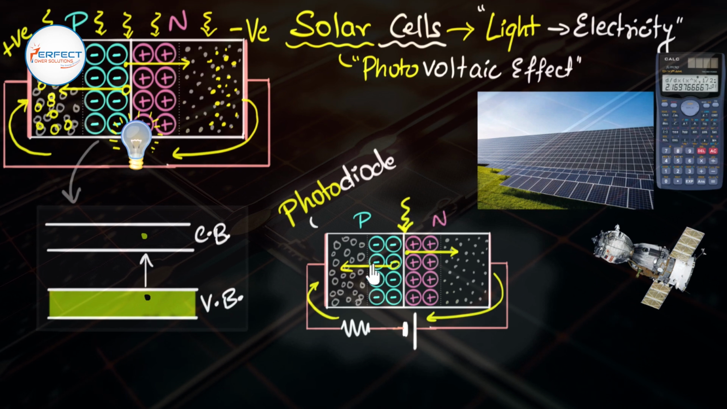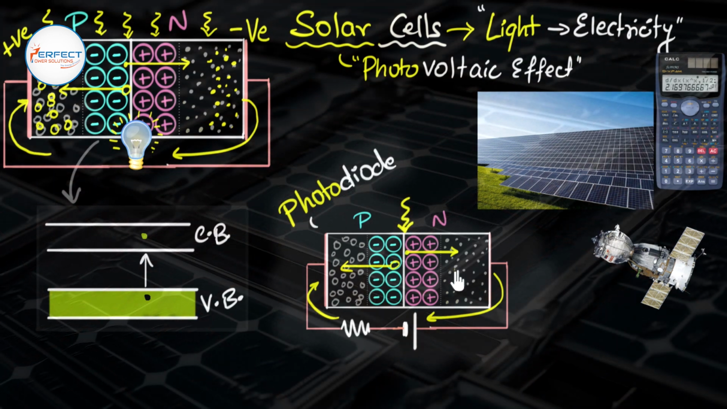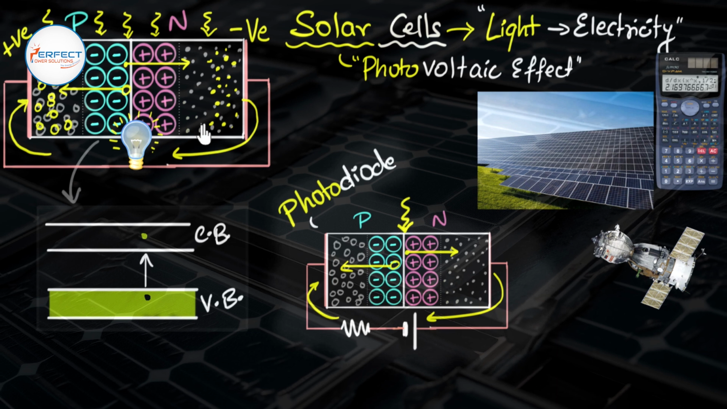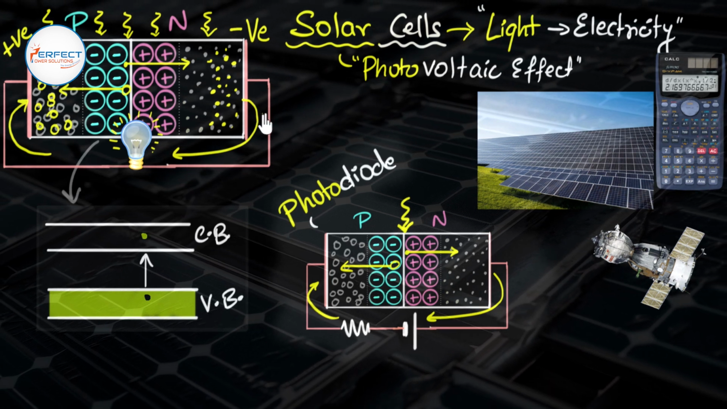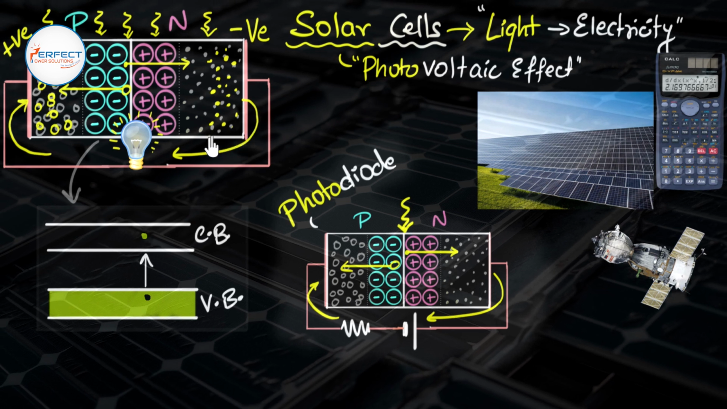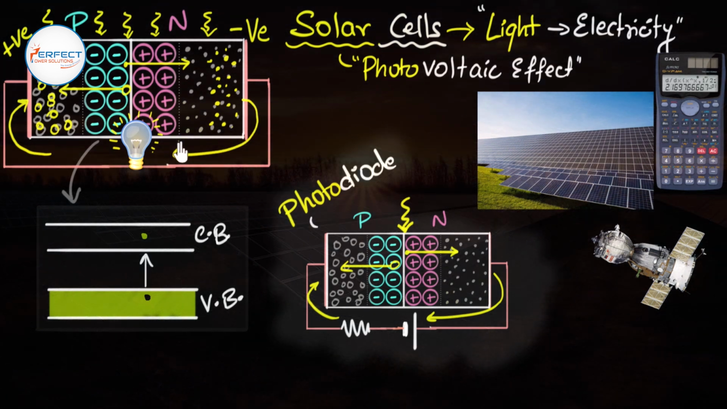So the basic difference is we do not allow the charges to accumulate over here by reverse biasing. Over there, we allow the charges to accumulate and generate a voltage. And of course, there will be differences in the construction, the material, and even the IV characteristics, something that we'll talk about in a future video.